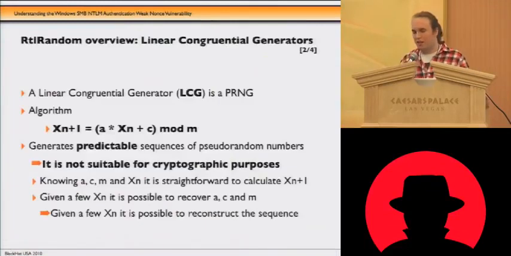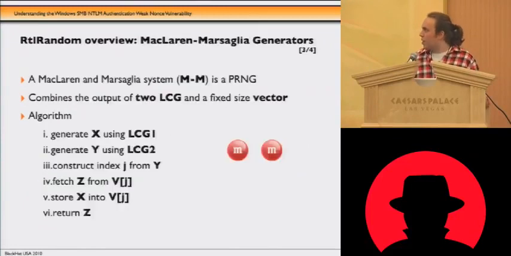I said that an M&M system uses 2 LCGs. LCGs are linear congruential generators. These functions are good for statistical randomness and for simulation, but they are not suitable for cryptographic purposes because they generate a predictable sequence of numbers. Well, M&M is the form of the Rtl function.